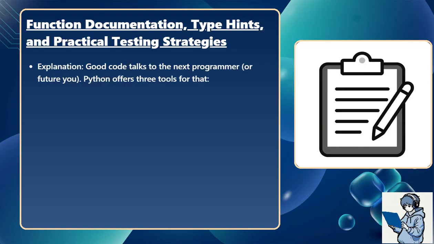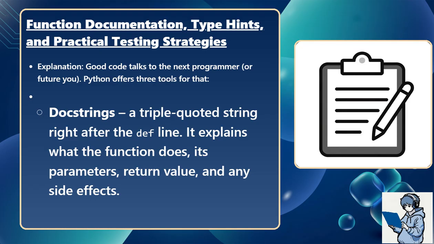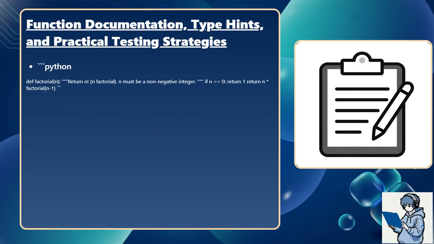Explanation. Good code talks to the next programmer or future you. Python offers three tools for that. Docstrings, a triple-quoted string right after the def line. It explains what the function does, its parameters, return value, and any side effects. Define a function factorial taking n. The docstring says: return n factorial. n must be a non-negative integer. If n equals 0, return 1. Otherwise, return n times factorial of n minus 1.